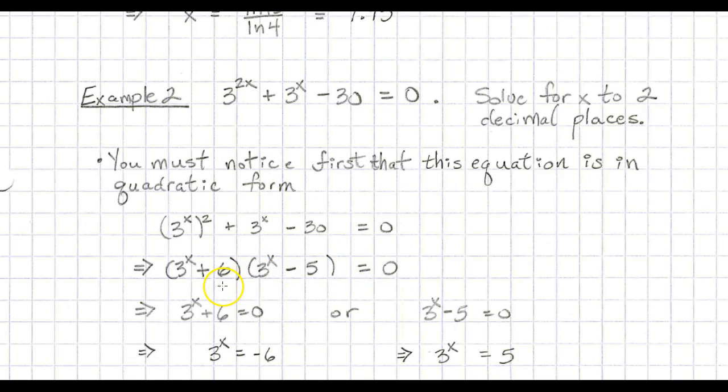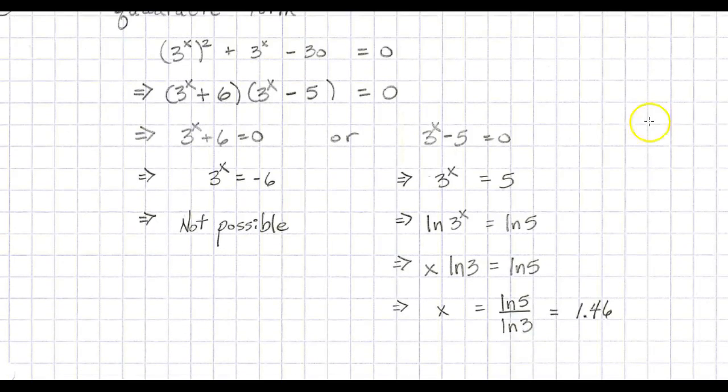And just like when you're solving a quadratic, if you have a number, 3 to the x plus 6, times another number, 3 to the x minus 5, equals 0, then either the 3 to the x plus 6 has to be 0, or the 3 to the x minus 5 has to be 0. So solving each one of these, 3 to the x plus 6 equals 0 means that 3 to the x equals minus 6. You stop right there, because an exponential function is never negative, if you remember the graph of an exponential function. So once you get that an exponential function is equal to a negative number, you just stop. That's not possible.